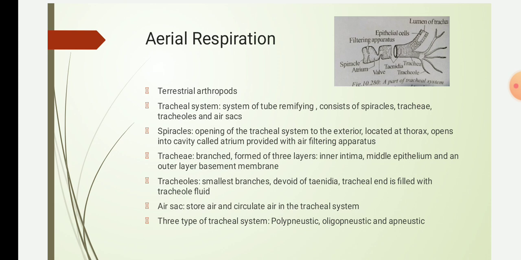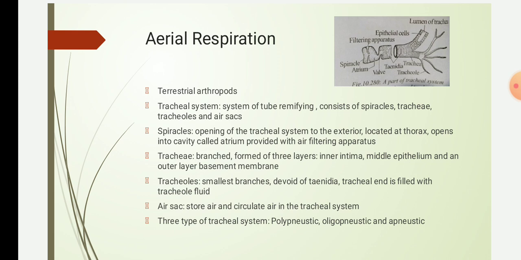Second is the tracheae. The tracheae is a highly branched tube, and the wall of the tracheae is formed of 3 layers: the inner intima, the middle layer termed the epithelium, and an outer layer called the basement membrane. The intima is produced into a spiral thread-like structure, which is called taenidia.